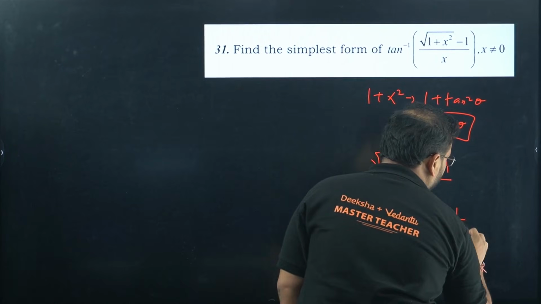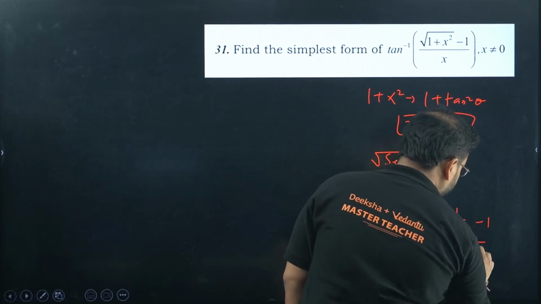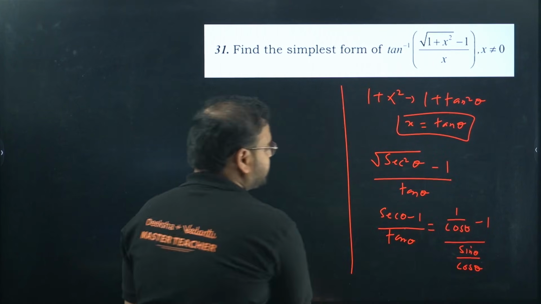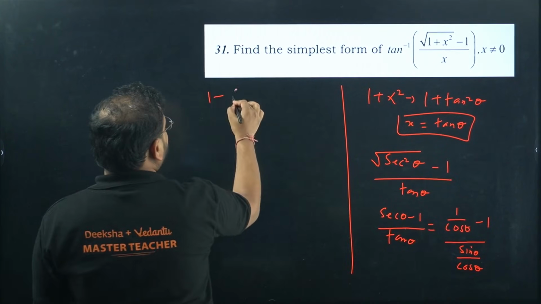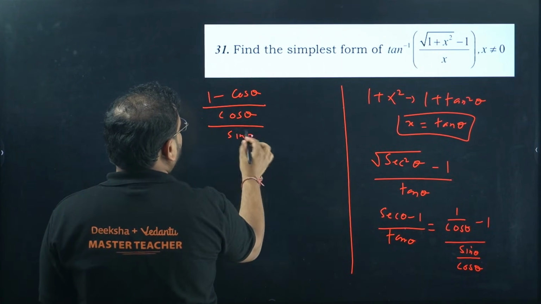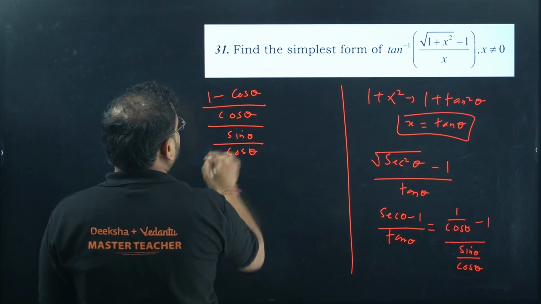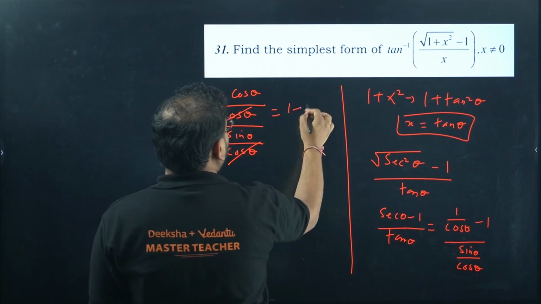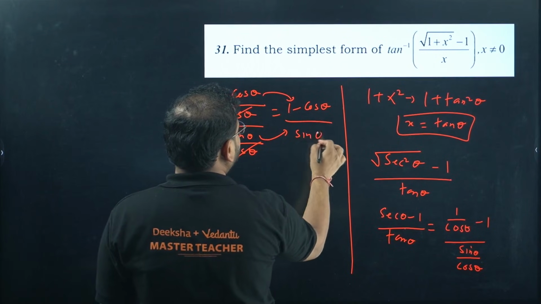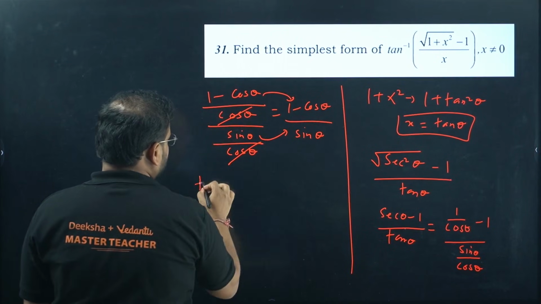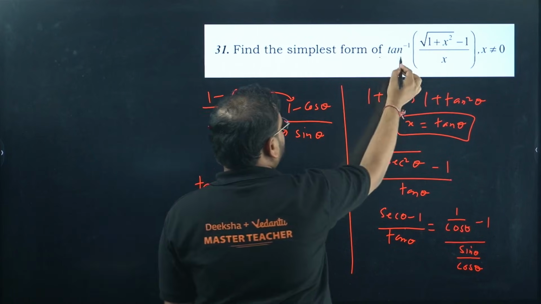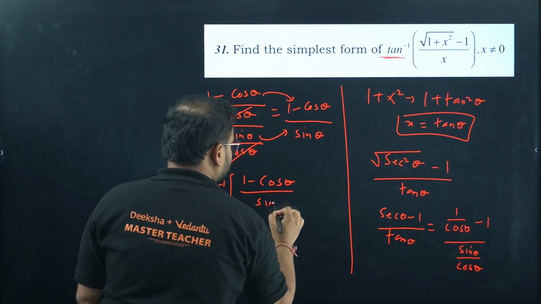This will become 1 upon cos theta minus 1, upon sin theta by cos theta. Take the LCM now. So I get 1 minus cos theta upon cos theta, by sin theta upon cos theta. Cos and cos is cancelled. I get 1 minus cos theta from here, and sin theta over here. Now this is in the tan inverse. Write the tan inverse now outside. Tan inverse of 1 minus cos theta upon sin theta.